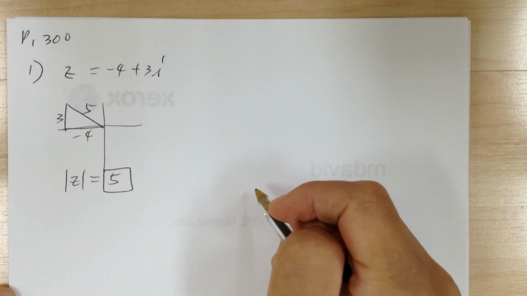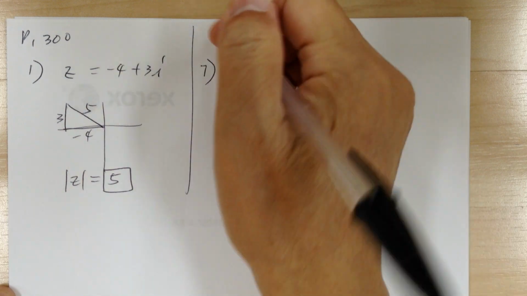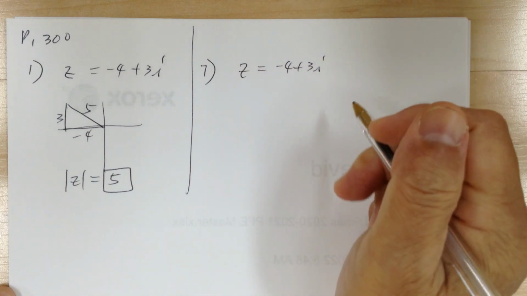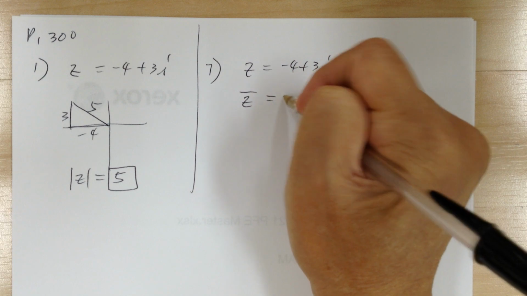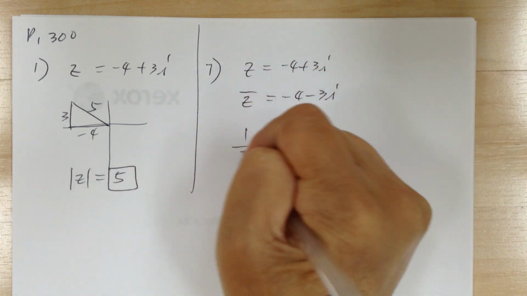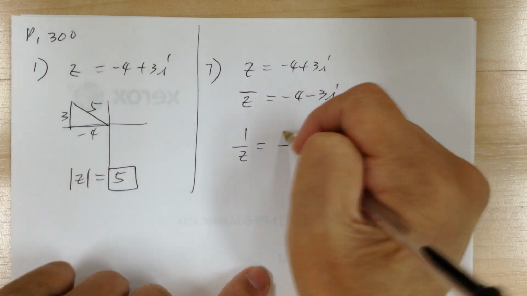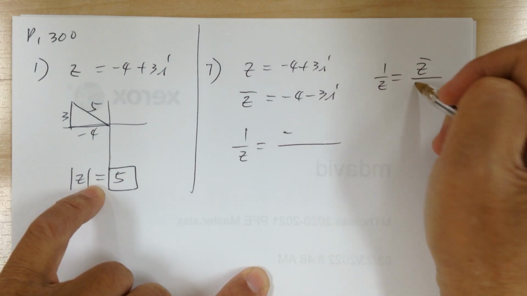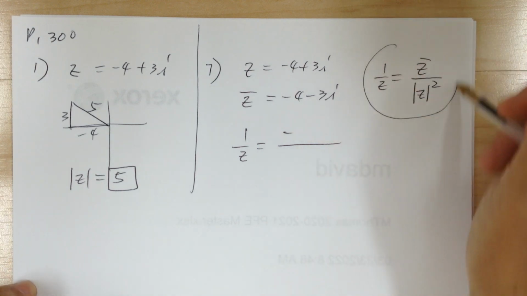Okay. Now, since we're doing one, we're going to do number 7 at the same time. They use the same equation. So the conjugate is equal to -4 minus 3i, and we have the z, right? So 1 over z will equal the z conjugate over the absolute value of z squared. Again, we're going to use this formula right over here.